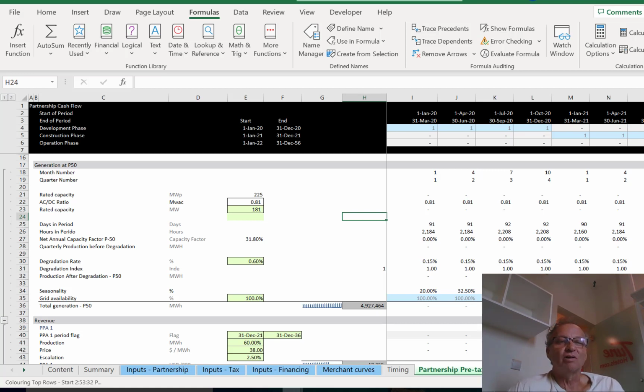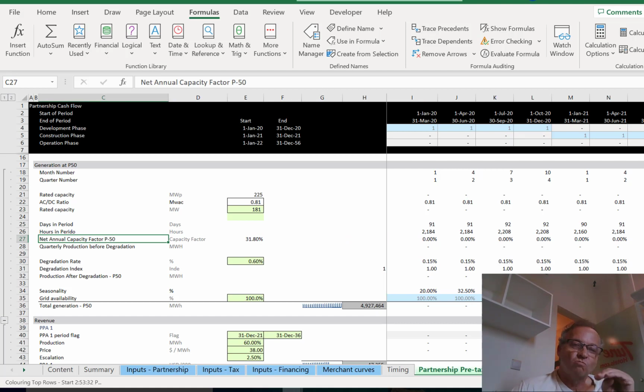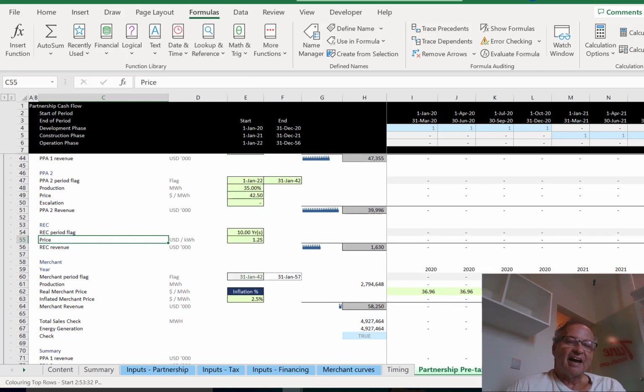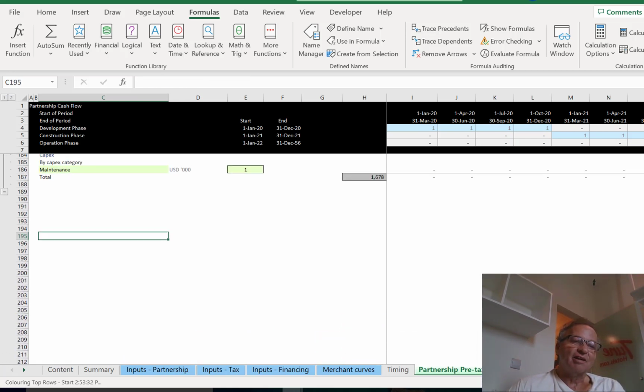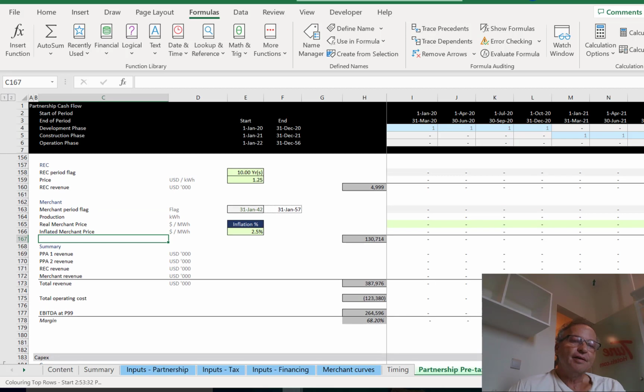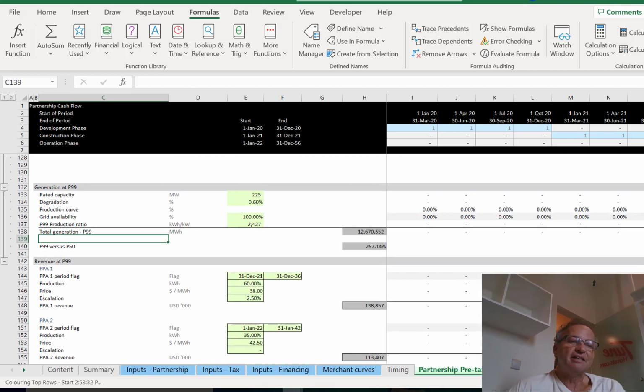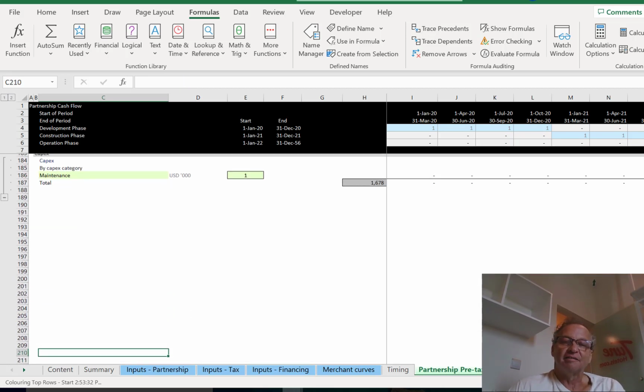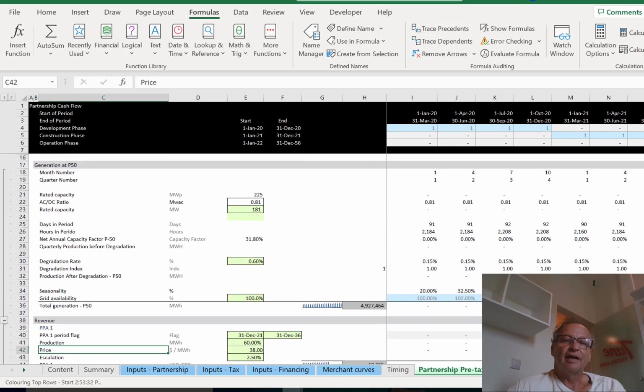But we've now put the AC to DC ratio, the days in the period. Then we put the capacity factor in at P50, and you have to know one crucial thing. You have to do this whole thing at P50, and then I had him do it down here at P90, P99, okay?